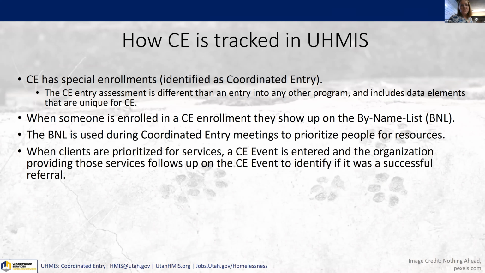When clients are prioritized for those services, we have things called CE events. And those events can be used to identify referrals to those services. So like OWCAP wants to prioritize somebody for a rapid rehousing program. They would enter a CE event for that to say, this rapid rehousing program, we want this client to go there. What that does on the back end is there's reporting associated with that, so that when we look at it later, we know OWCAP or Ogden-Weber or Weber-Morgan County LHC has made this many referrals in the coordinated entry system during this time period.